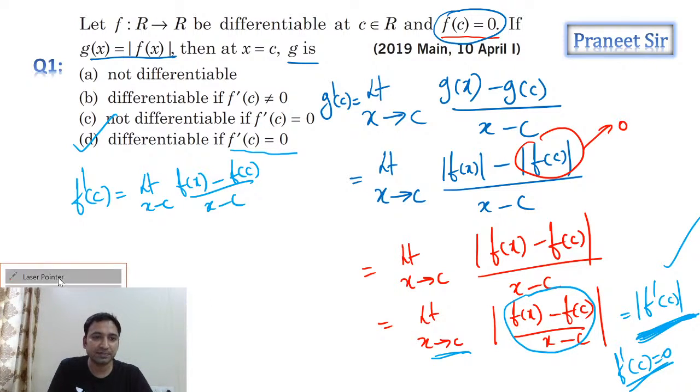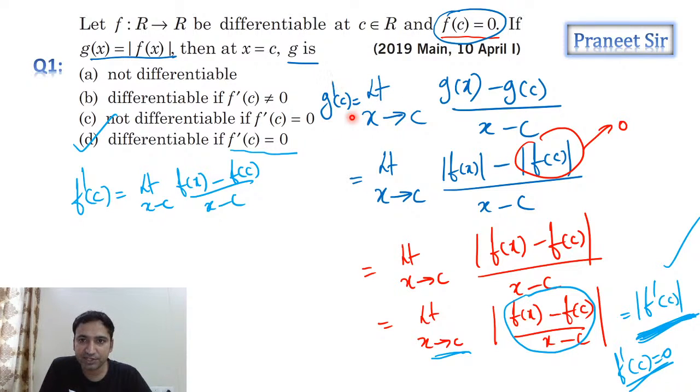So let's discuss this question again. We just calculated g dash c. If it is differentiable, this limit should exist finitely. So g of x minus g of c by x minus c, but g of c is equal to 0. Why? Because f of c is 0, mod f of c is also 0. As it is 0, we can write mod f of x as mod f of x minus 0. So finally I can write it as mod f of x minus f of c by x minus c. So this has to be equal for both left hand side and right hand side, means compulsorily f dash c should be 0. If f dash c is 0, differentiable, otherwise it is non-differentiable.